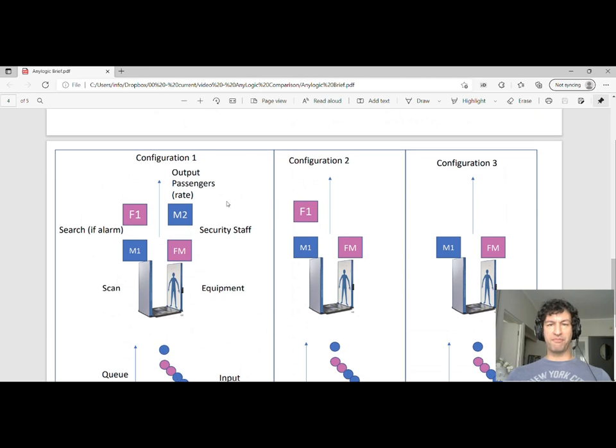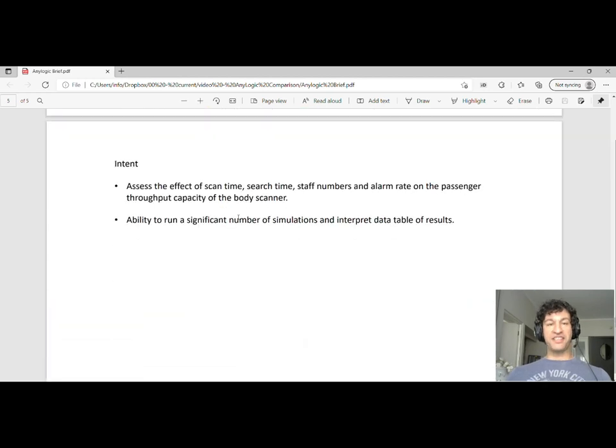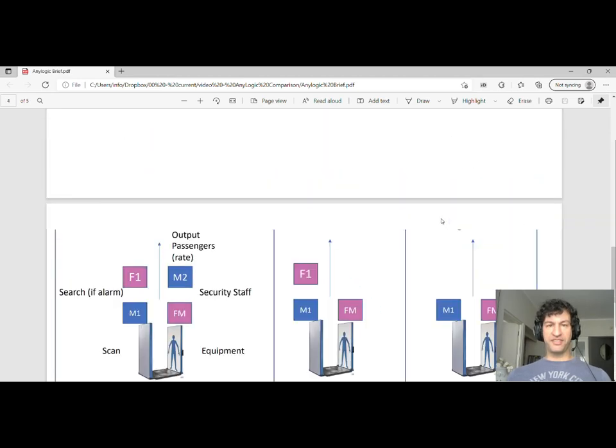You have 3 configurations that this client wanted to test. So with 4 security guards, 3 security guards, and 2 security guards, and see the differences. The intent here is to have an output which is based on the scan time, the search time, the staff numbers, and the alarm rate. What is the output on throughput capacity that you get? So how many people go through the system per hour or every 5 minutes. And then you want to run a significant number of simulations, so that means that you need the ability to do Monte Carlo simulations. So this is the whole problem.